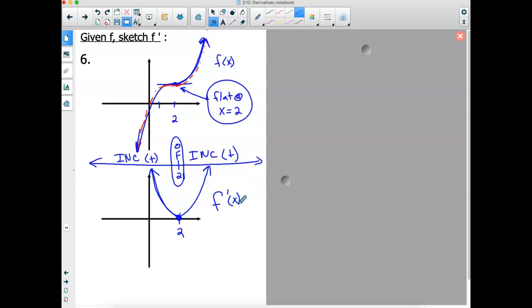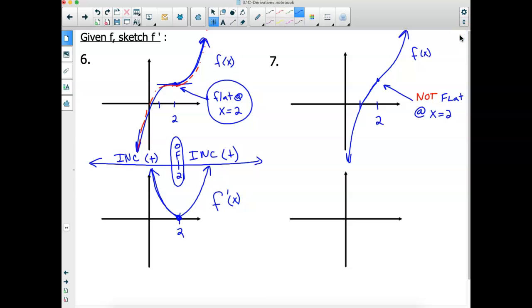This graph interpretation is super important. If you're confused, make sure you ask. Here's number 7. Now the difference here is number 7 is not flat. That's why I wrote it in red, okay? So because it's not flat, what's going on? Because I have changes going on here, there's something going on at 2, but what's really going on at 2?